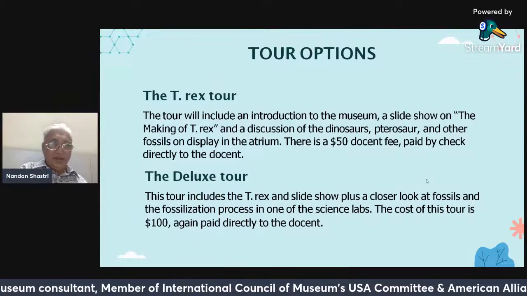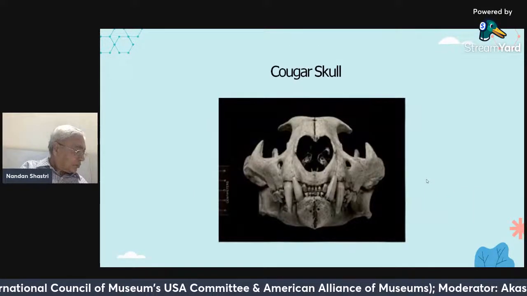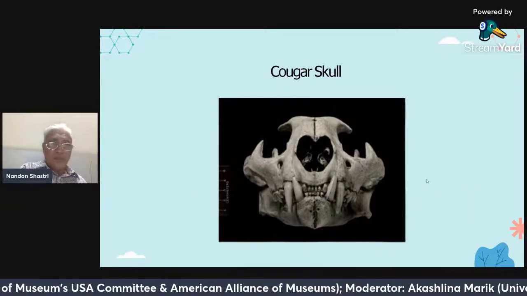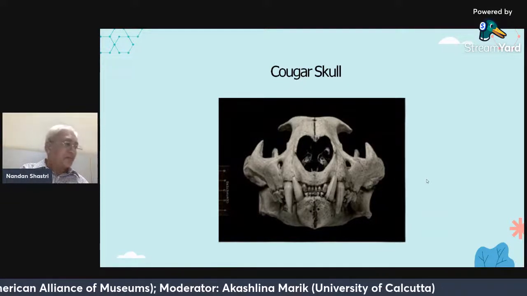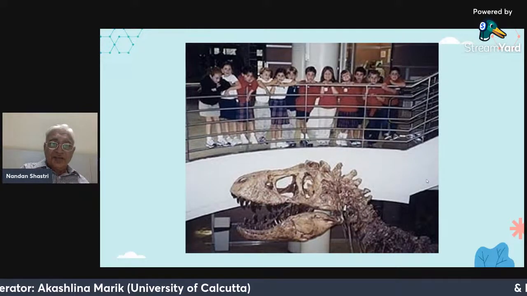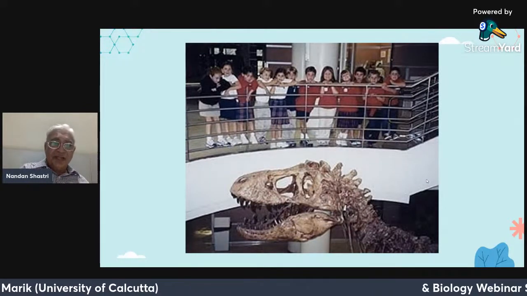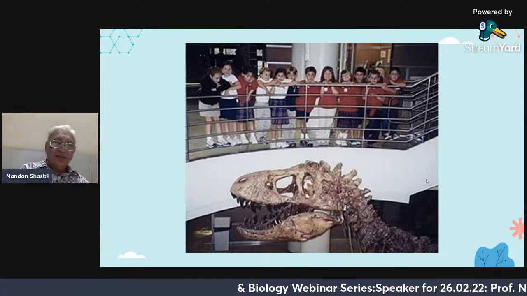Next slide, please. This is a cougar skull. Next slide, please. Here you see children standing and they are witnessing the T-Rex. Next slide.